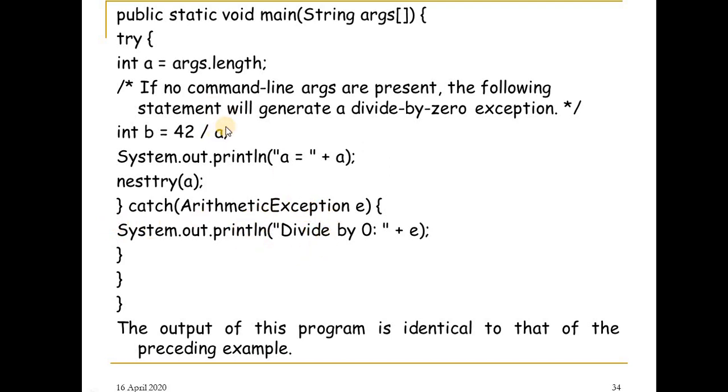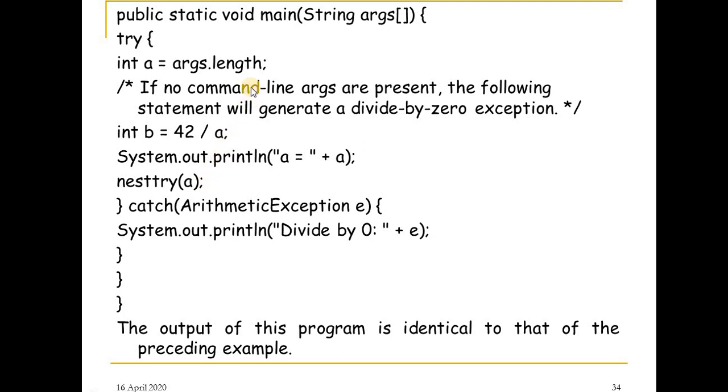If an exception does not occur over here, that is if the value of a is not 0, in which case you have passed some command line arguments, in that case the value of a will not be 0. In that case you just display the value of a and you call the nestedTry method. You pass the value of a as a parameter to nestedTry.